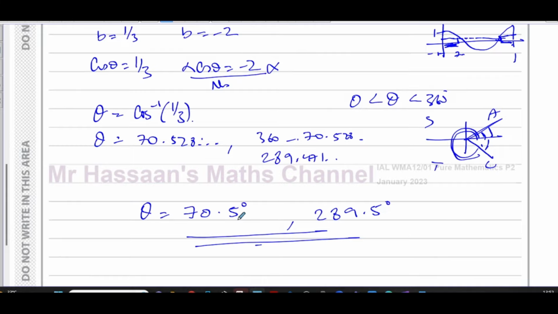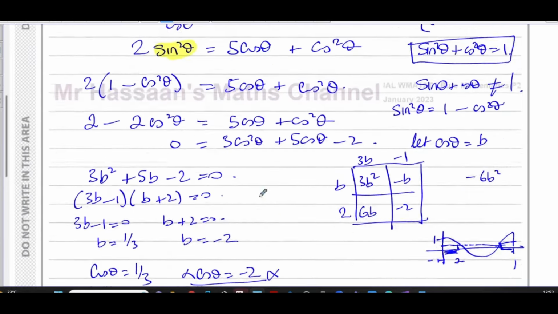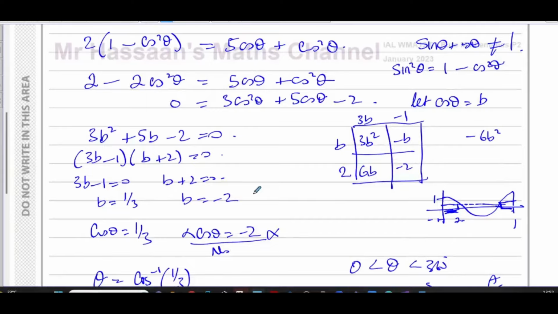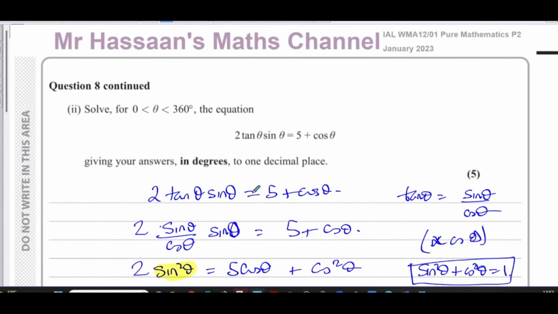Okay, so that concludes this question number 8 from the January 2023 paper from P2, IAL, Edexcel. Other questions from this particular paper can be found in the playlist that will appear over here. The link will appear over here. Other questions from the topic of trig identities and equations from P2 will be in the playlist over here.